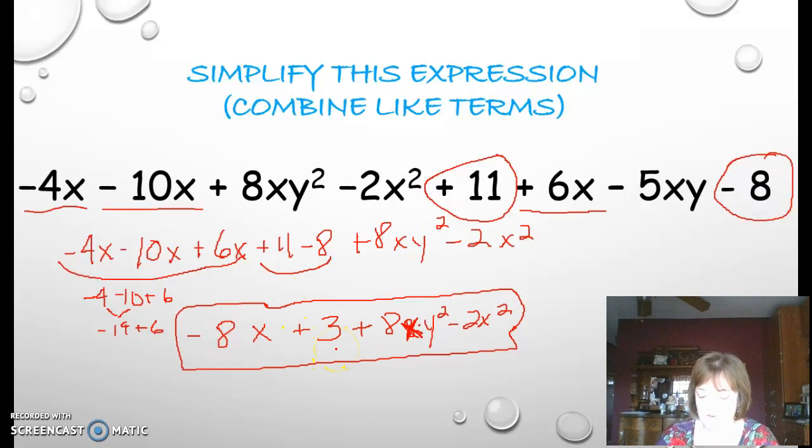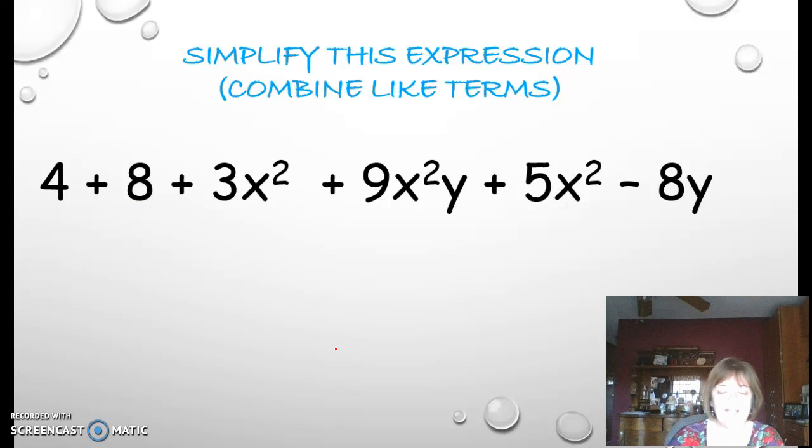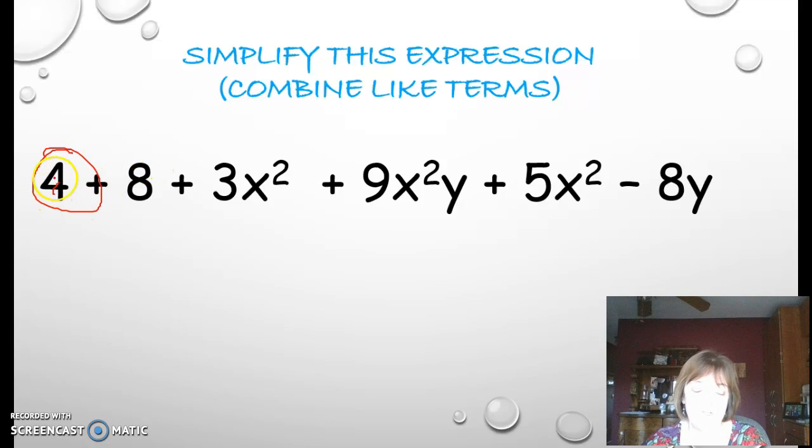Let me do another one for you. Okay, again, we're going to identify the things that are the same type of terms, combining these like terms. So first of all, I've got a 4, which is a constant, and it's a positive 4. There's nothing in front of it, so it's positive. And we have the 8. All right, those two are the same kind of term. Let's look. Do we have anything else that matches that? Everything else has a variable. All right, they don't have a match, so we're going to combine those.